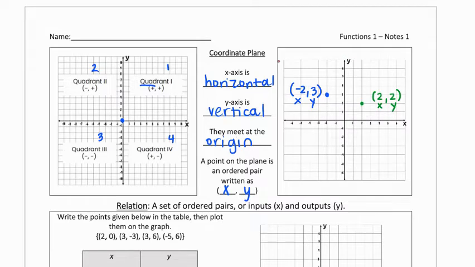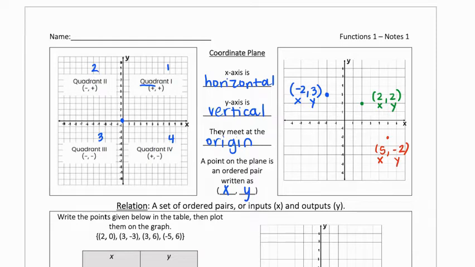In the next one, let's try 5, -2. So I'm going to count 5 spaces to the right because the first number I said was 5, that's my x value, and it's positive. My -2 is my y value, so I'm going to go down 2 spaces. So I've ended up in quadrant 4 here. This is now where my point 5, -2 is. My x was positive, so I went to the right, and my y was negative, so I went down.